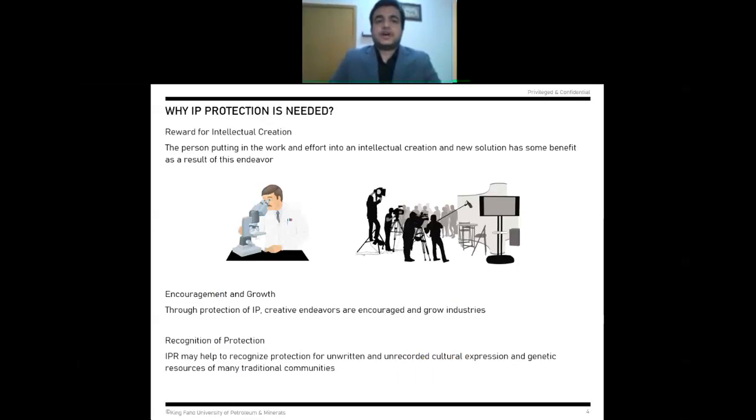The second question is, why should we seek IP protection? First is, IP provides protection to the creator, and that allows the creator to get a reward for his invention. For example, scientists put in a lot of work in developing inventions, let's say vaccines or medicines. And if their inventions are stolen by third parties, there is no motivation for them to keep on working. So it is necessary that we protect our IP so that the inventors get reward for their hard work. And in addition to that, there is, of course, encouragement and growth and recognition aspect as well.